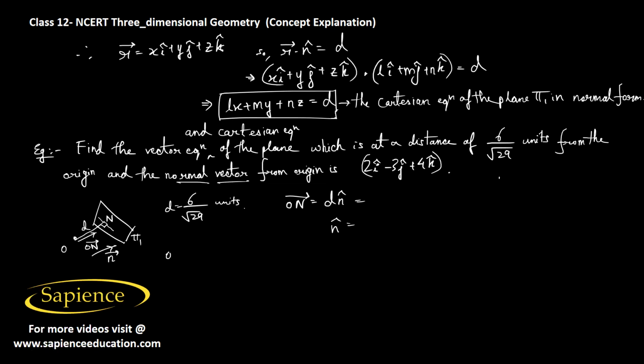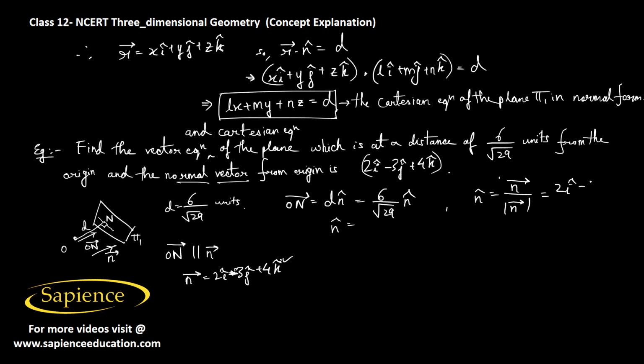So it means ON vector is parallel to another vector n vector, where n vector is given as 2i cap minus 3j cap plus 4k cap. Okay. So it means that ON vector should be equal to d, which is 6 by root 29, into n cap. So now we need to find n cap. n cap will be obviously n vector by magnitude of n vector, where n vector is given as this. So n cap will be equal to 2i cap minus 3j cap plus 4k cap divided by magnitude of this. So that will be square root of 2 square plus 3 square plus 4 square.